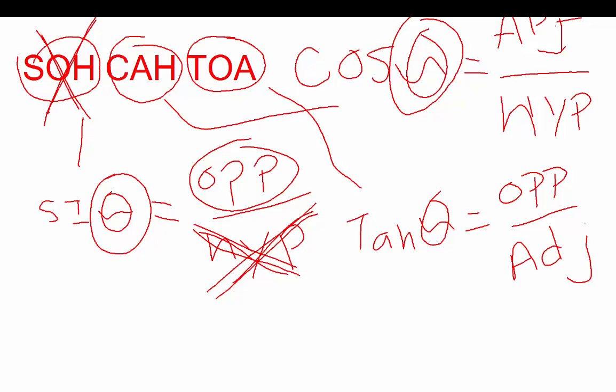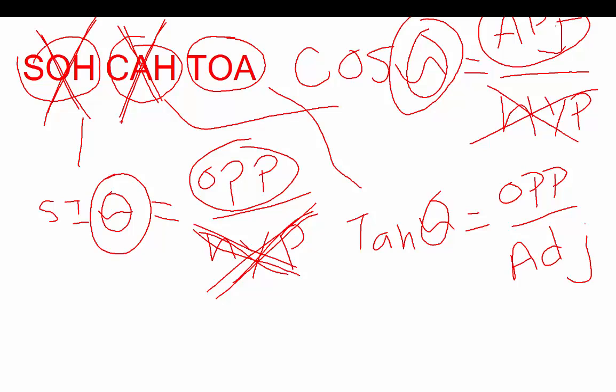So let's take a look at CAH. I know the cosine, I know the angle. What I'm looking for is the opposite. I do have the adjacent. I have both of these, but again, I don't have the hypotenuse. So that's not going to work. So I need to use probably TOA. Let's take a look if TOA works.